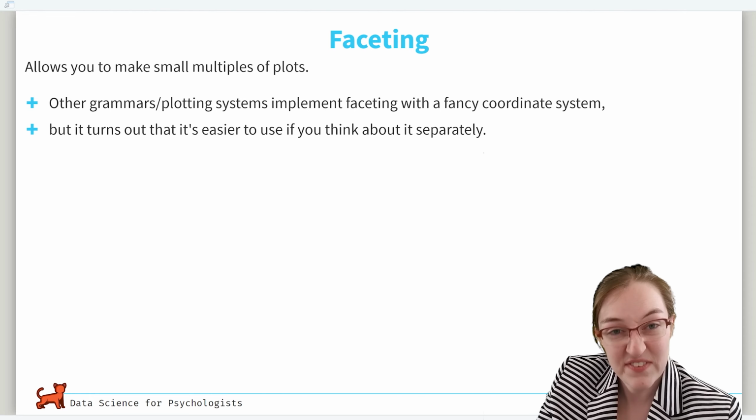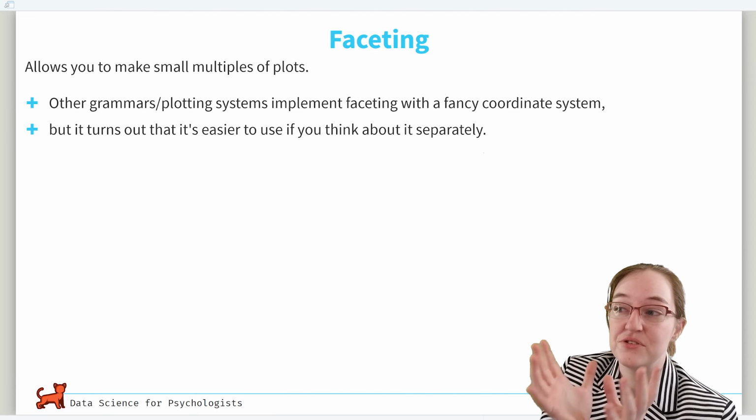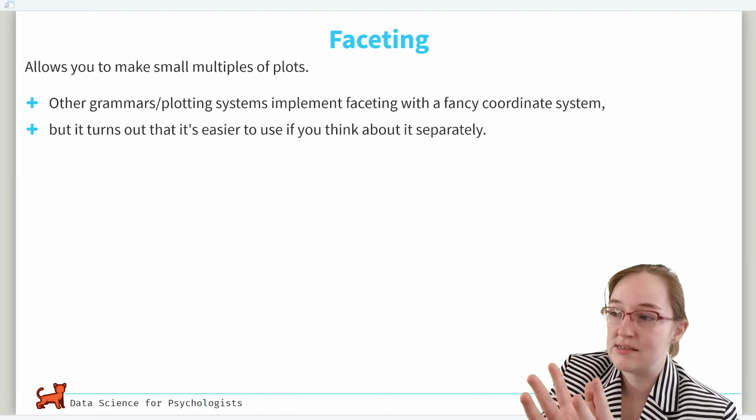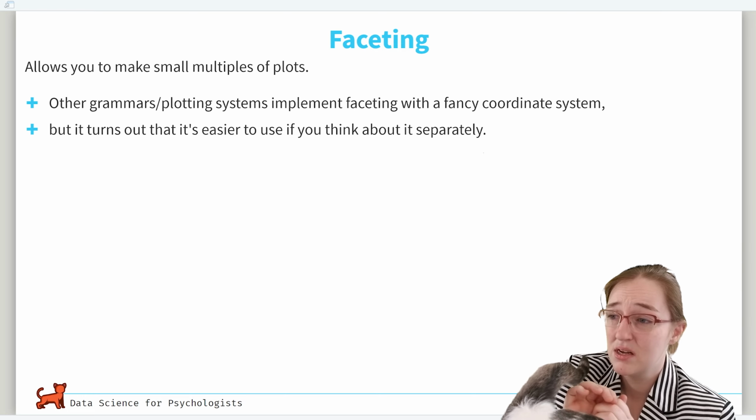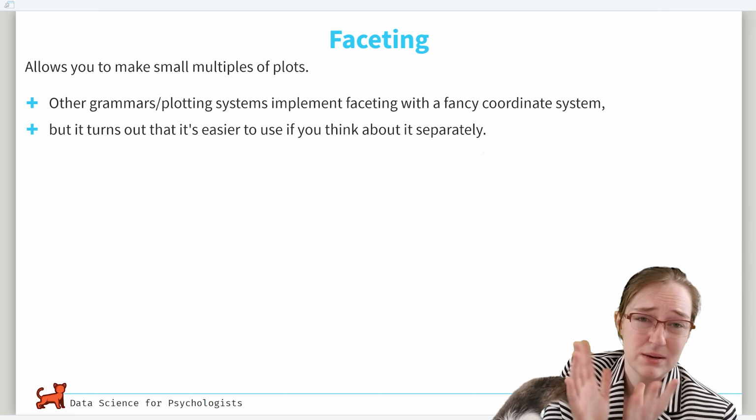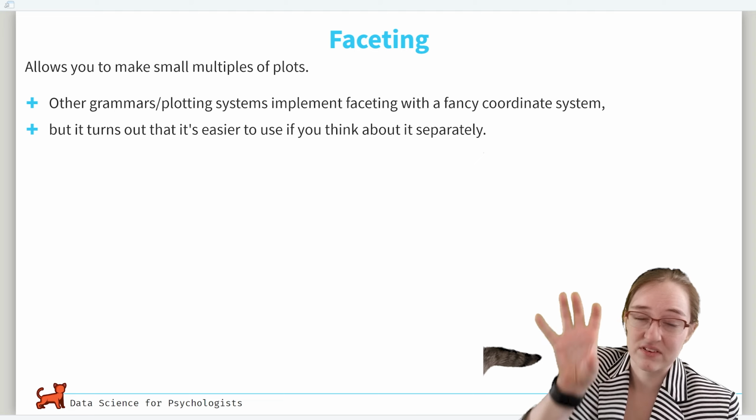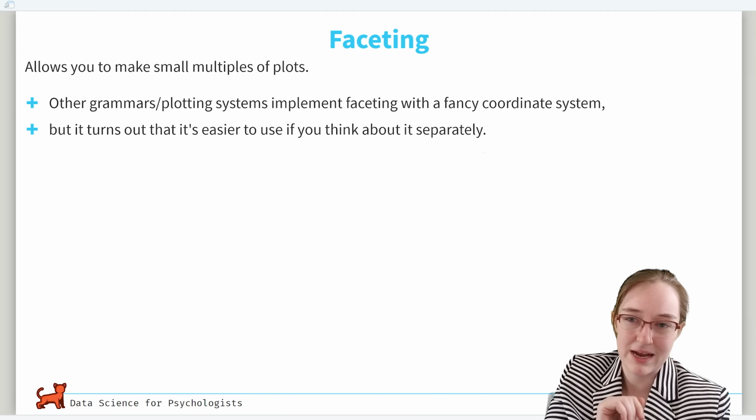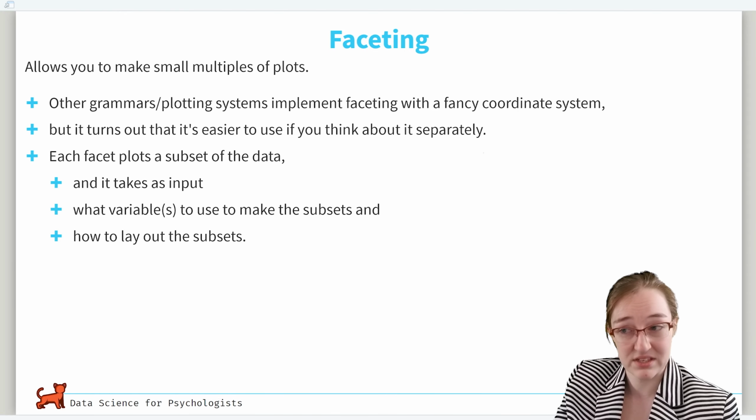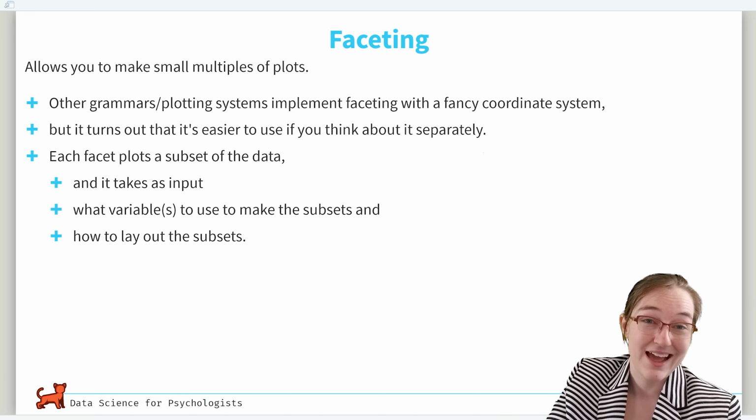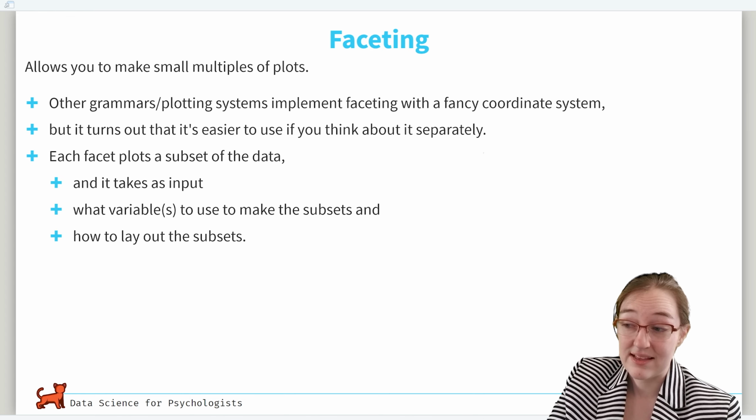Faceting, which is fascinating. I went there. So, what faceting does is it allows you to make multiples of your plot. And other grammar and plotting systems tend to implement faceting with a fancy coordinate system, but it turns out it's way easier if you just think of them as separate entities. So if you think of each facet as its own separate plot that you smushed back together, it tends to be easier. So each facet is essentially a subset of the data, and it takes that subset of data as its input and whatever variables you use to make the subset, and that's how it lays out the subset.